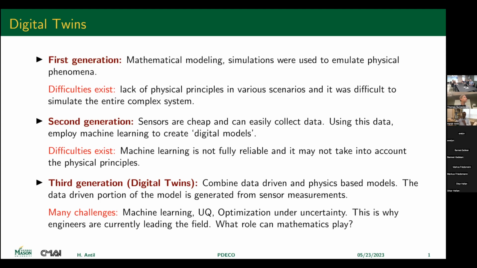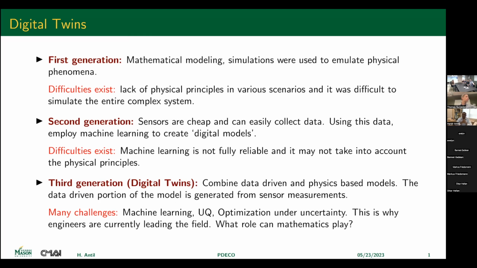Basically, in what I call the previous generation, the last five to six decades, people have been doing mathematical modeling and simulations to emulate physical phenomena. But this has been challenging, because many of the processes in nature you cannot describe using physical principles, and in addition, these problems can be so challenging that the previous generation of computers weren't able to fit them.